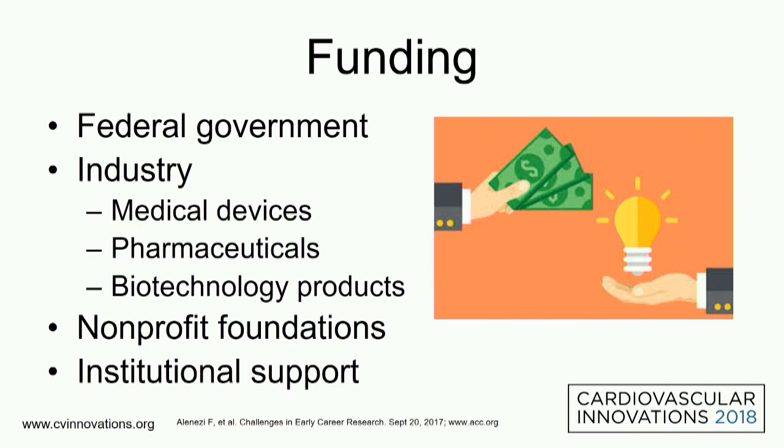It's funny because the most famous people, the people that use the New England Journal as their scratch pad, all were funded at some point by industry or things like that. Now, it's a little scarcer, but there's funding out there. There's federal government, there's industry, medical devices, pharmaceuticals, biotech, nonprofit foundations, institutional support. What is key is you'll be able to get funding if you work hard at it.